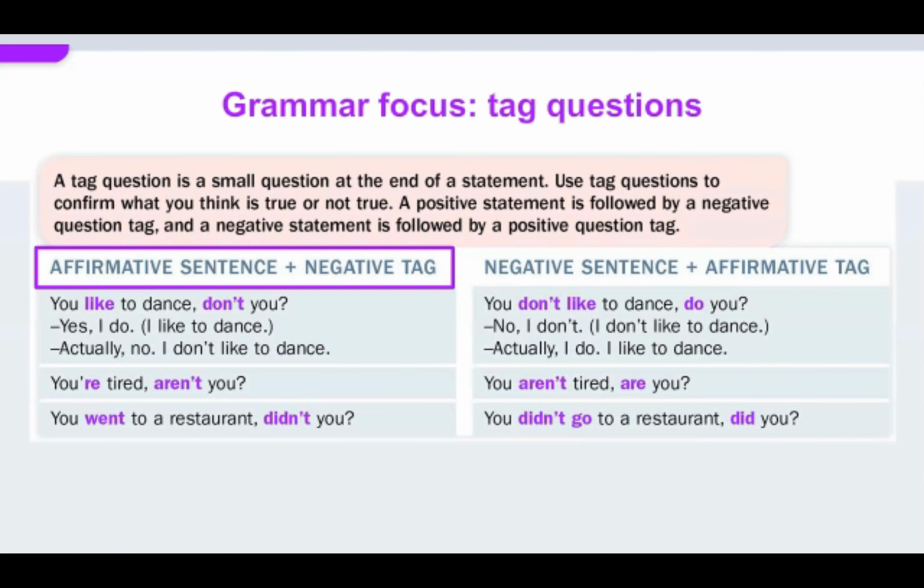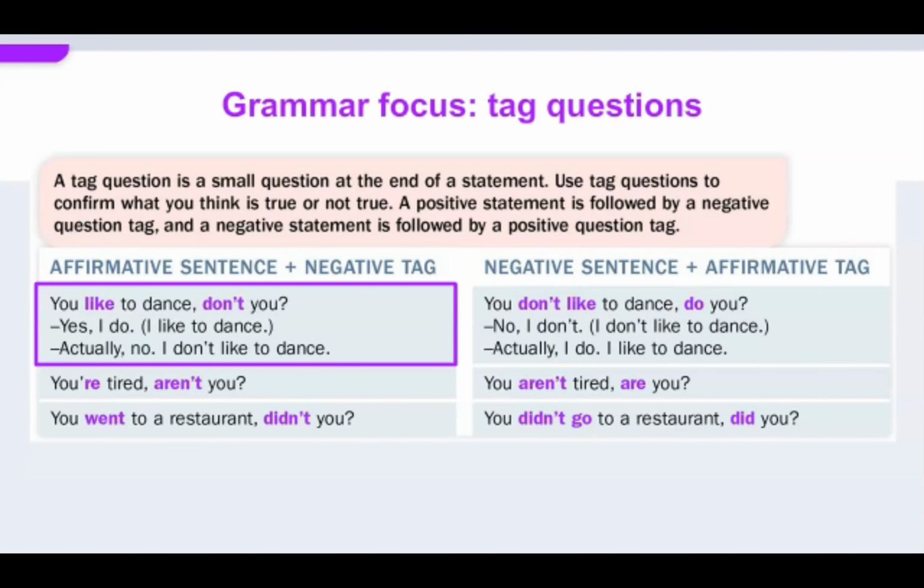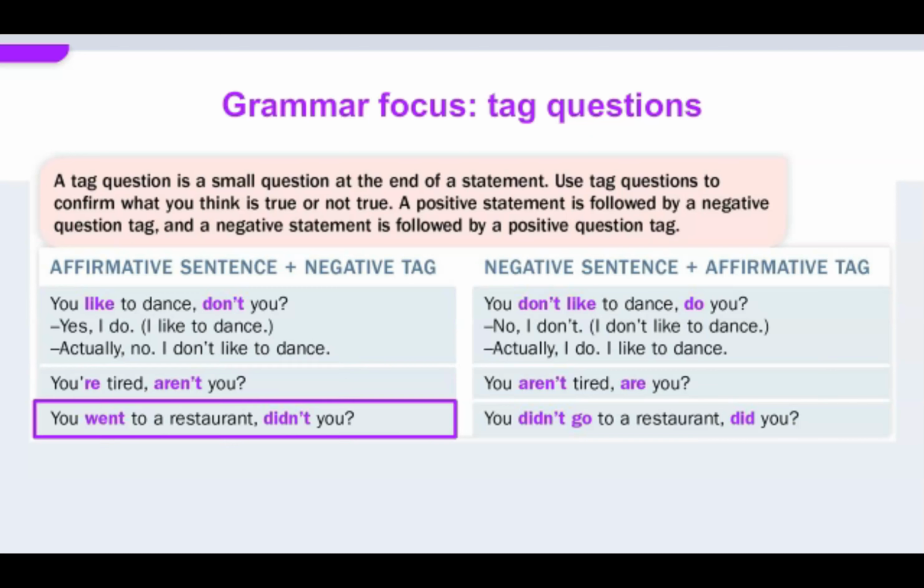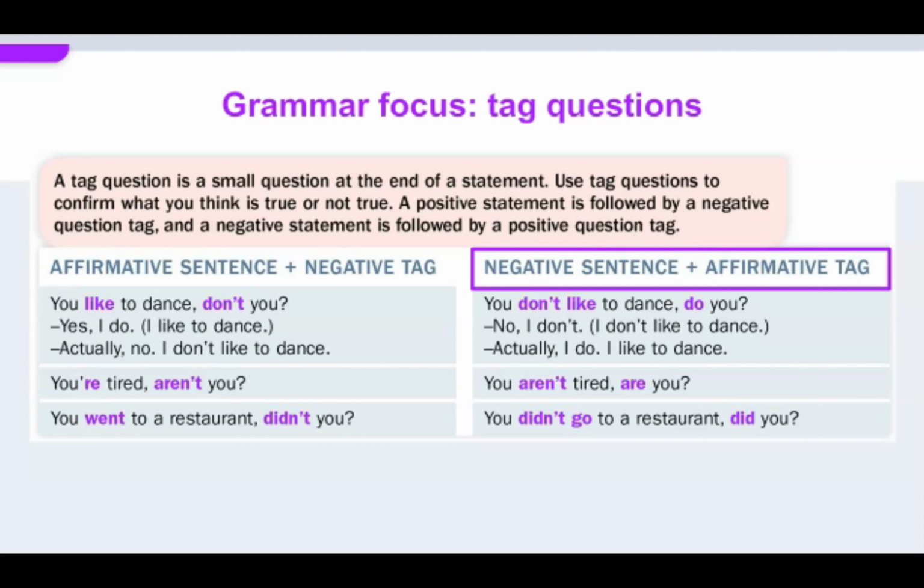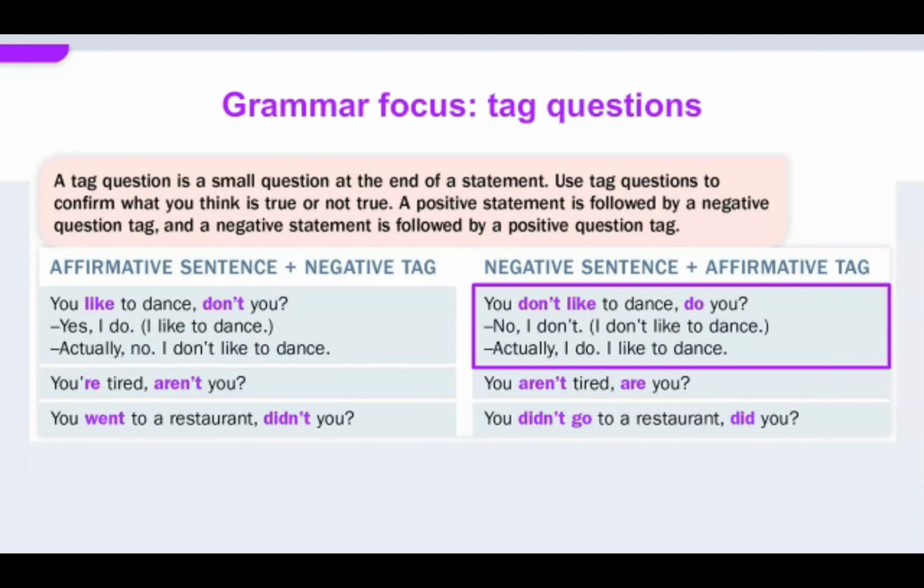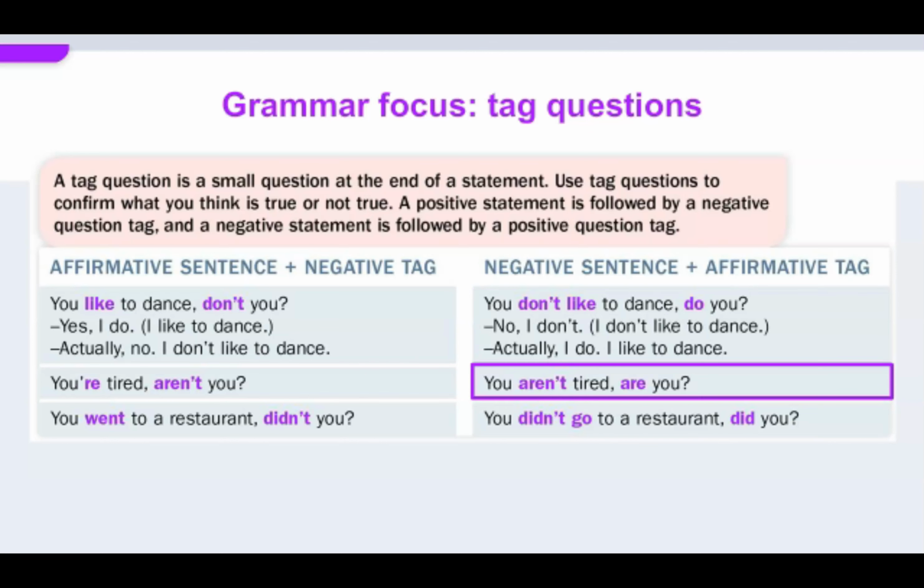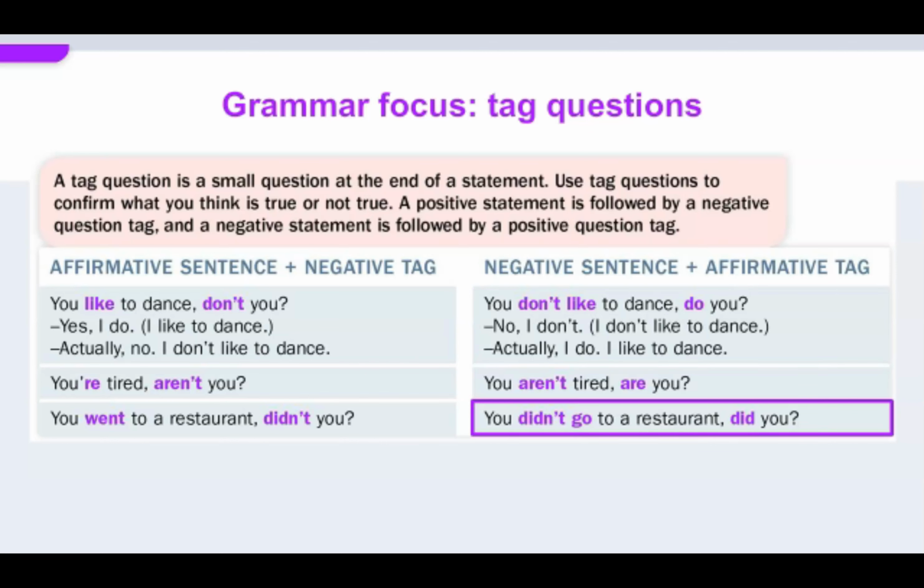Let's review. Affirmative sentence plus negative tag. You like to dance, don't you? Yes, I do. I like to dance. Actually, no. I don't like to dance. You're tired, aren't you? You went to a restaurant, didn't you? Negative sentence plus affirmative tag. You don't like to dance, do you? No, I don't. I don't like to dance. Actually, I do. I like to dance. You aren't tired, are you? You didn't go to a restaurant, did you?